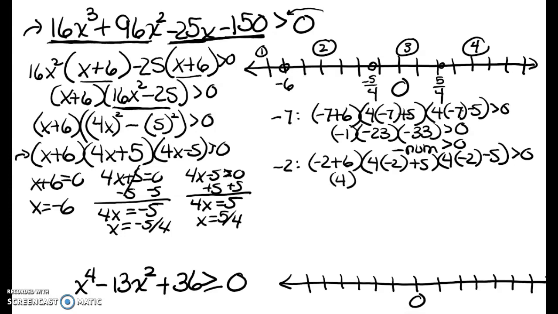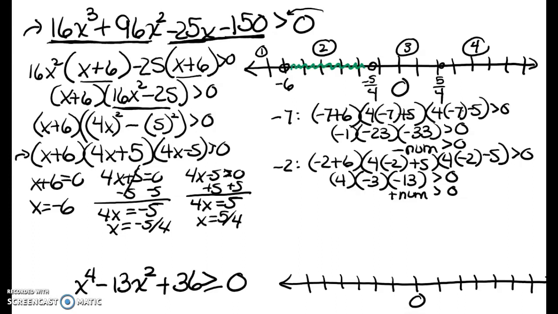That's going to be negative 8 plus 5 is negative 3. Negative 8 minus 5 is negative 13. So this is going to be a positive times a negative is a negative. A negative times a negative is a positive. So we get a positive number greater than 0. All positive numbers are greater than 0. So I'm going to shade this region.